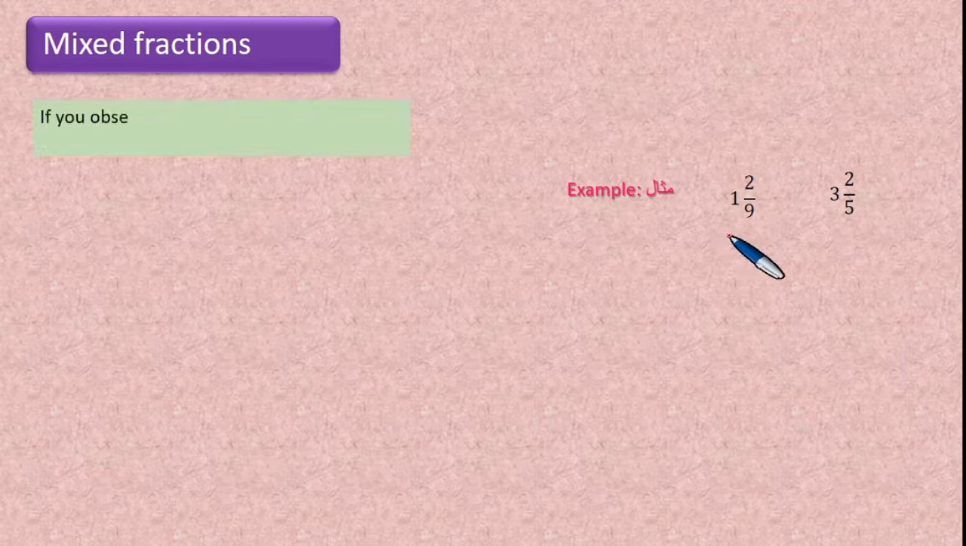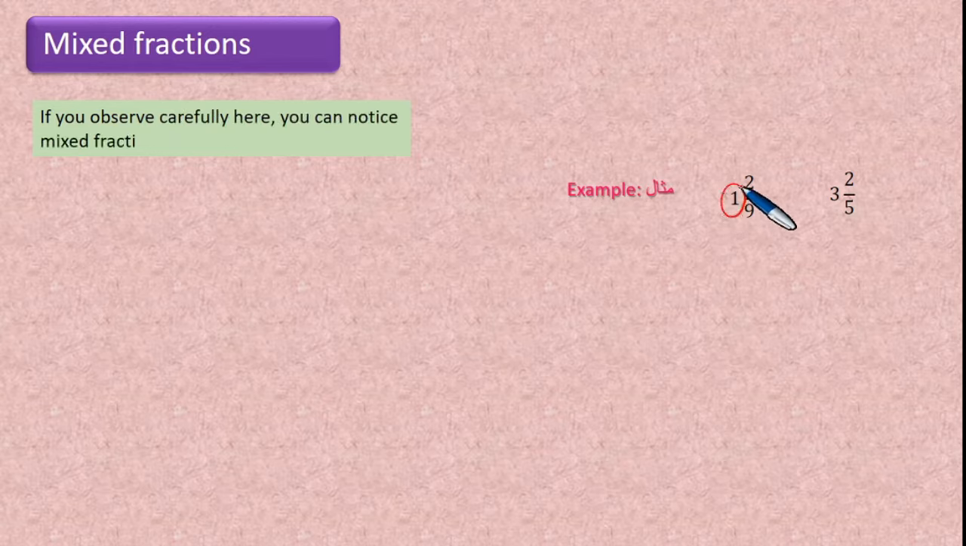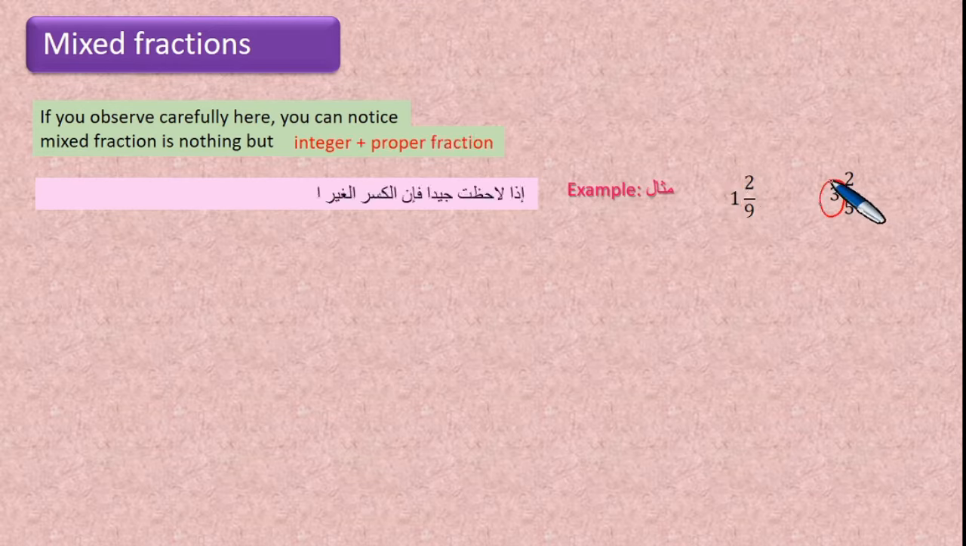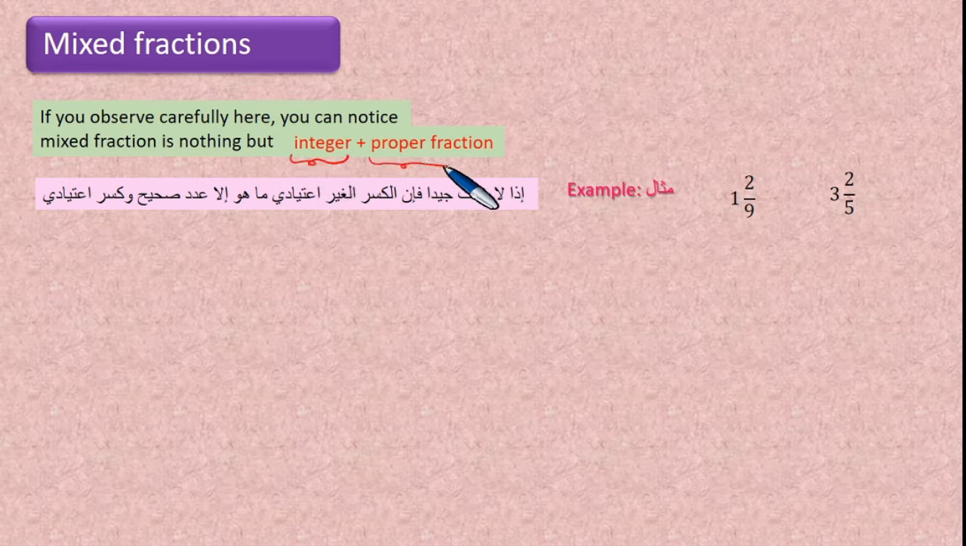So what do you observe here? 1 is the whole number and 2 over 9 is a proper fraction. Here 3 is a whole number and 2 over 5 is a proper fraction. Right? So mixed fraction is nothing but integer plus proper fraction. Mixed fraction is an integer, some whole number, and a proper fraction.